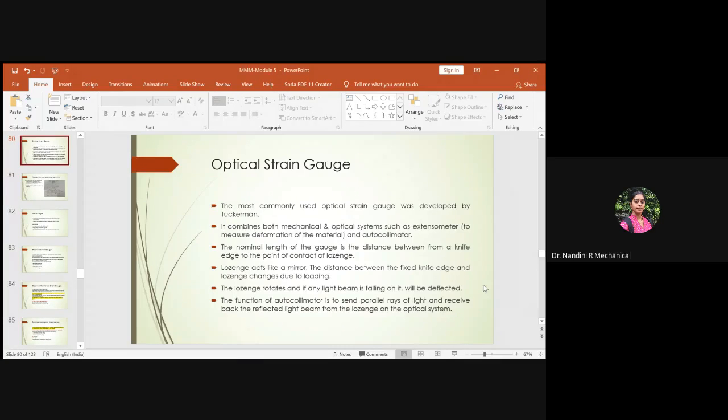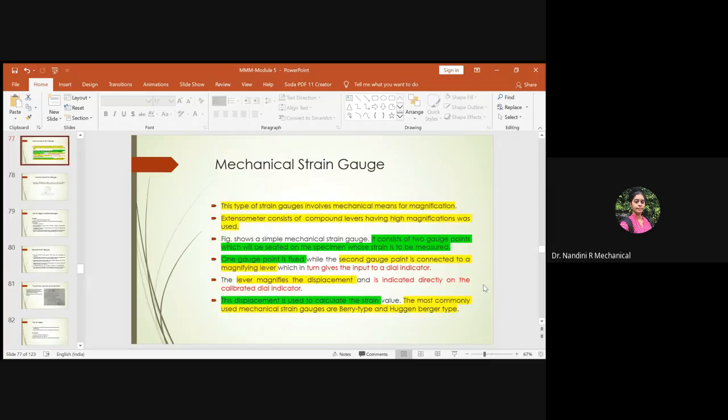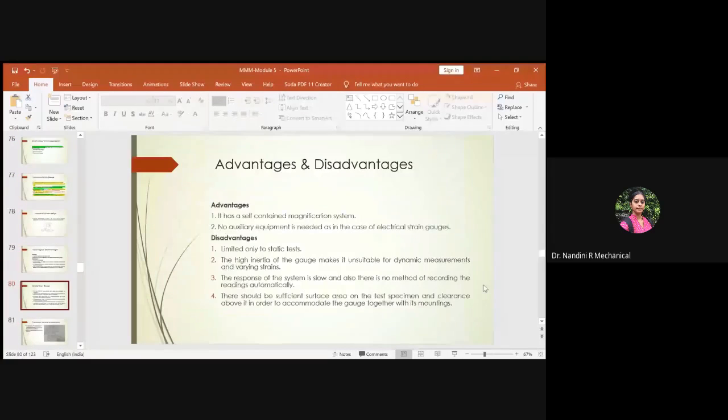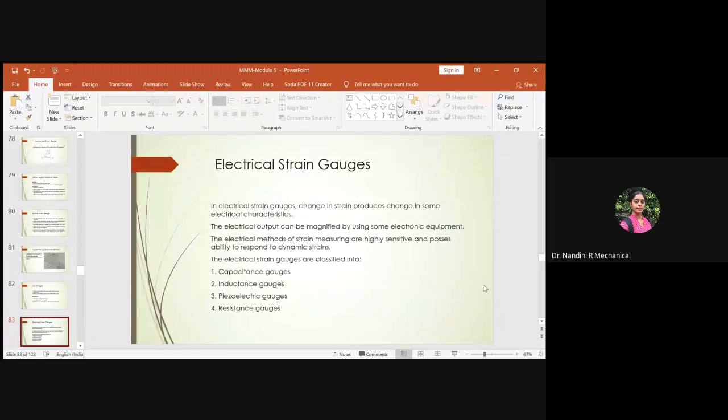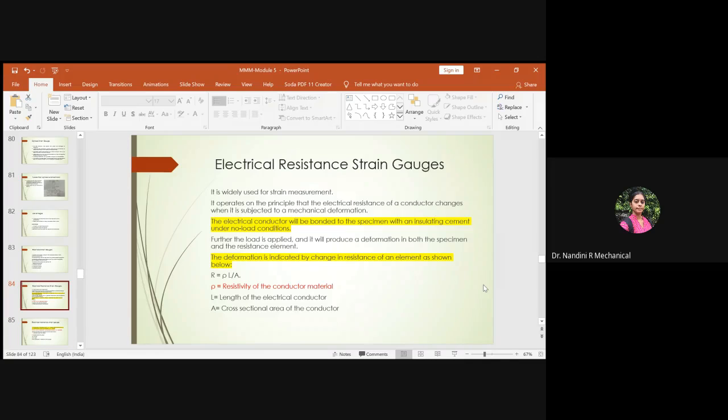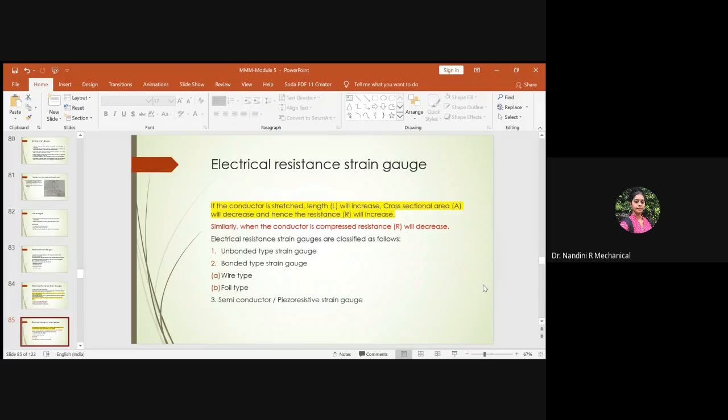Related to strain measurements, we have done what is meant by strain, strain measurements, classifications, advantages, disadvantages, right? All these are done. Then we dealt specifically with electrical strain gauges, and their classifications as well. In your syllabus, you have an in-depth description of electrical resistance strain gauges. So we went through what electrical strain gauges are, how they look, how they operate, and what their classifications are. We were held up with the last type of classification, which is the semiconductor or piezo-resistive strain gauge. So this part we have to deal with now.